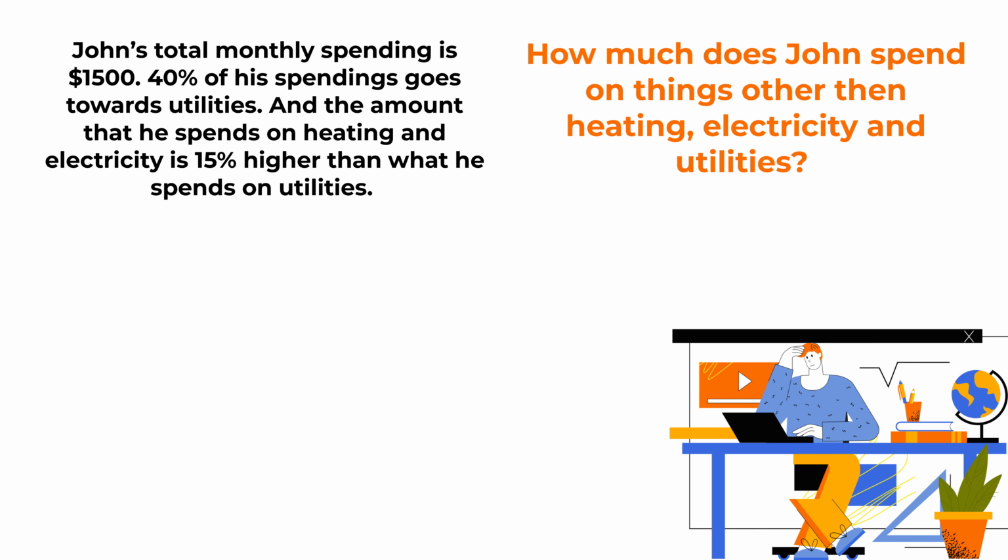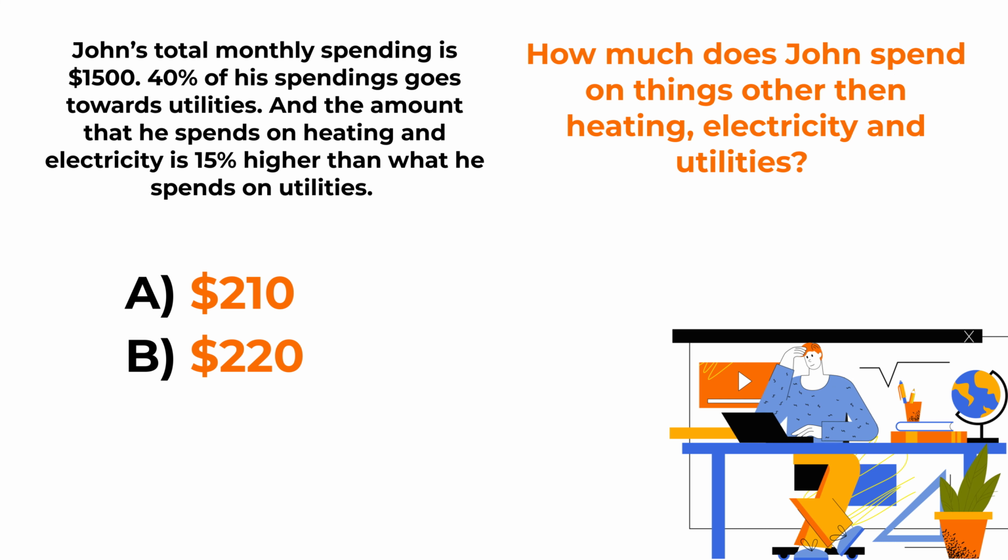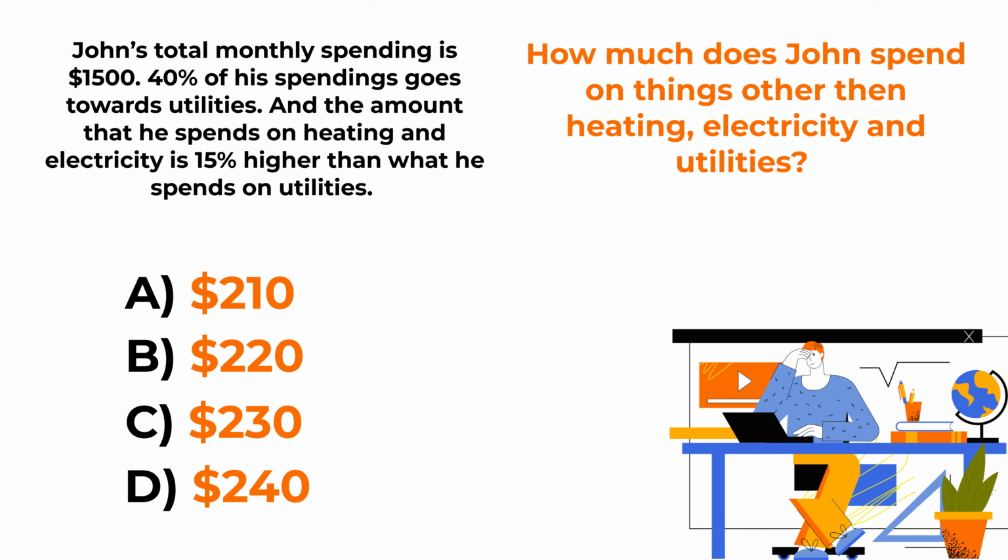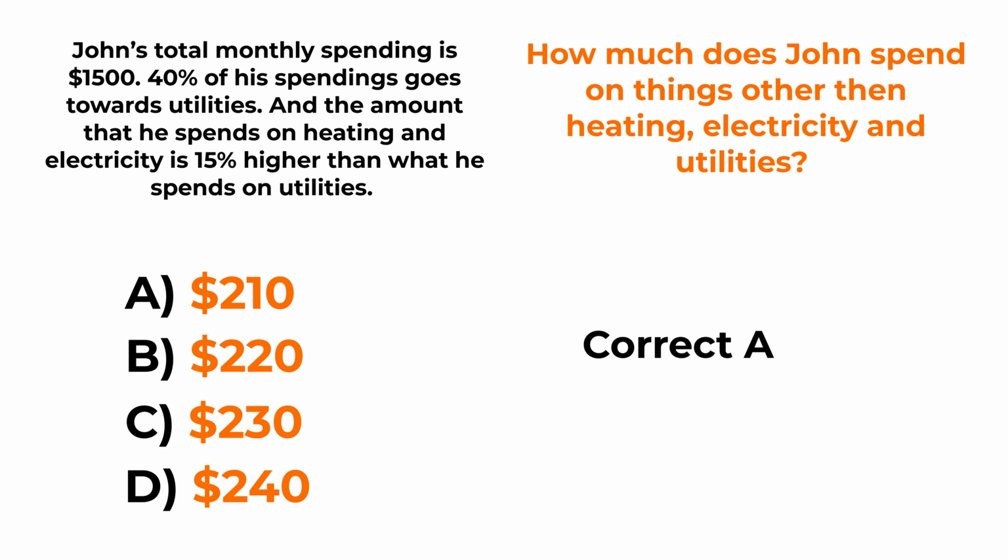You're presented with 4 different choices. Choice A, $210. Choice B, $220. Choice C, $230. And choice D, $240. Do you see the answer? Give yourself a little bit of time to see if you can calculate the solution. The correct answer here is choice A, $210. Do you know how to get to this answer?